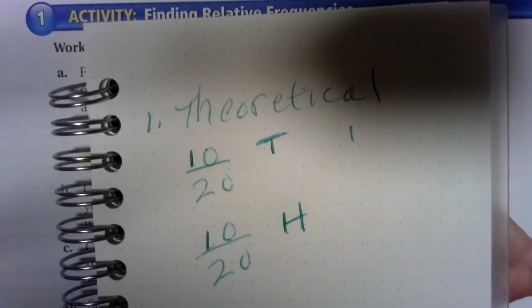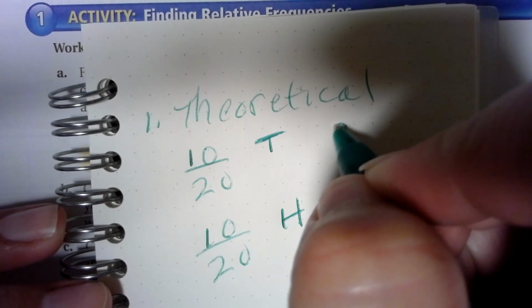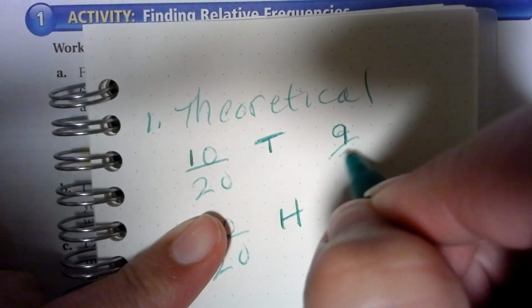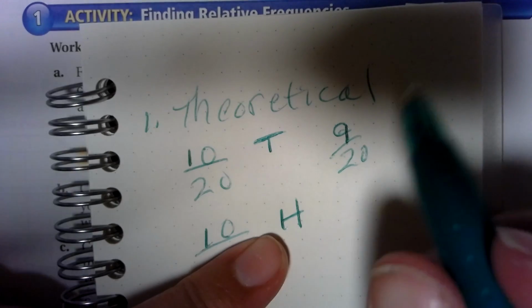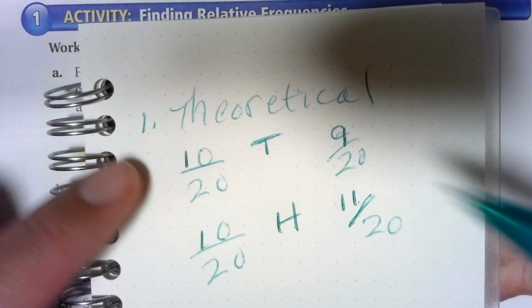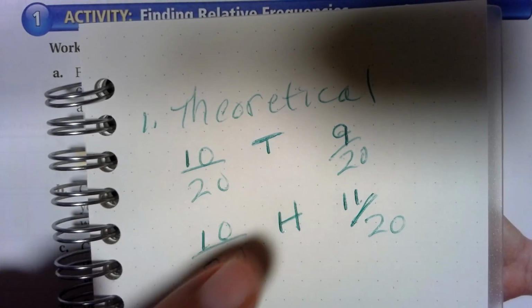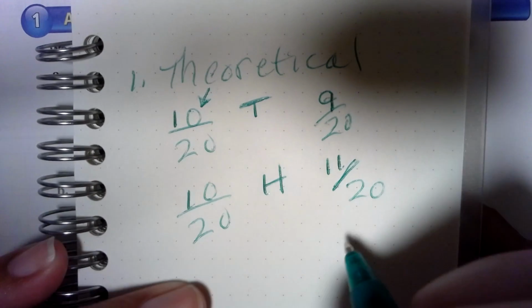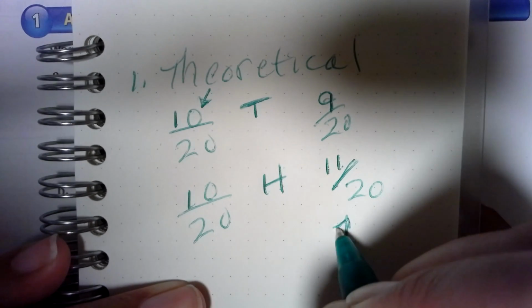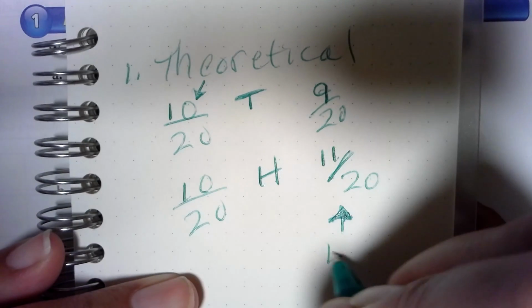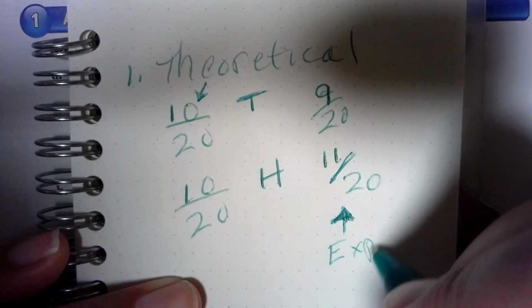Okay, so I did the experiment and I actually had a penny here and flipped. 9 out of the 20 times was tails, and heads I got 11 out of 20. So you may be asked, is your experimental probability close to your theoretical probability? Yeah, they're pretty close. That was our experimental probability.